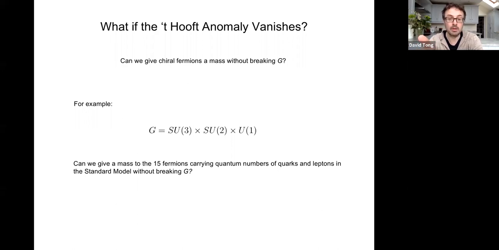So here is an example. Let's take the standard model gauge group SU(3) times SU(2) times U(1) with 1 generation of quarks and leptons charged under it. Now, famously, the standard model is chiral. The left-handed fermions feel the SU(2) weak force. The right-handed do not.